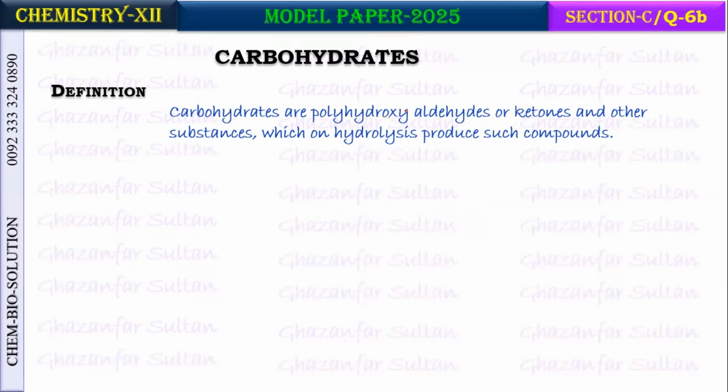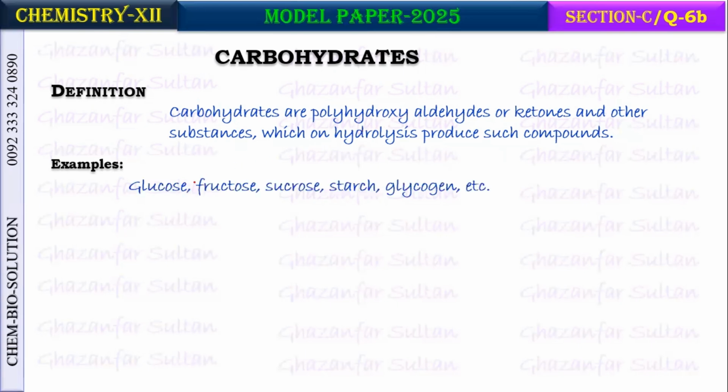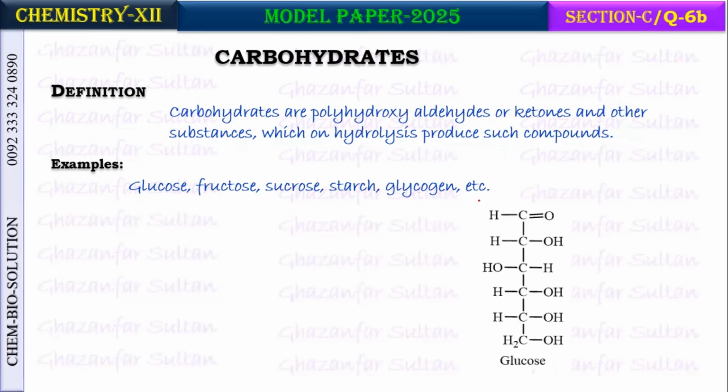Polyhydroxy means there are many hydroxyl groups, and other substances which on hydrolysis produce such compounds. It means if they are not themselves polyhydroxy aldehydes or ketones, then ultimately they will release such compounds on hydrolysis. For example, starch and others. Examples of carbohydrates are glucose, fructose, sucrose, starch, glycogen, cellulose, and so many other examples.